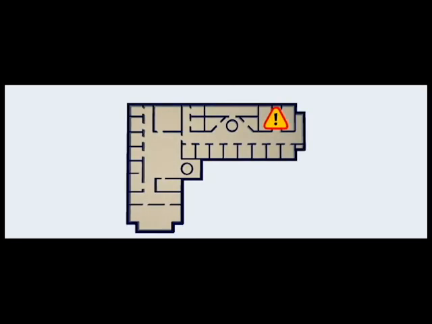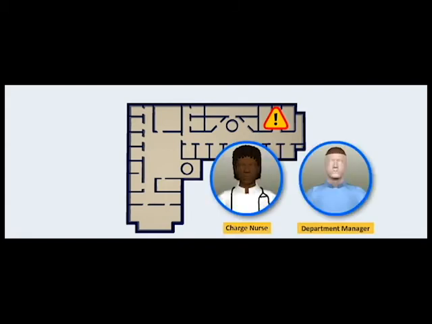In an emergent evacuation, where any delay in decision-making or movement may be life-threatening, the choice to evacuate the area immediately affected may be made by the person in charge in that area. This may be the charge nurse or department manager. Such authority shall be limited to the extent necessary to safely remove all occupants from immediate harm.